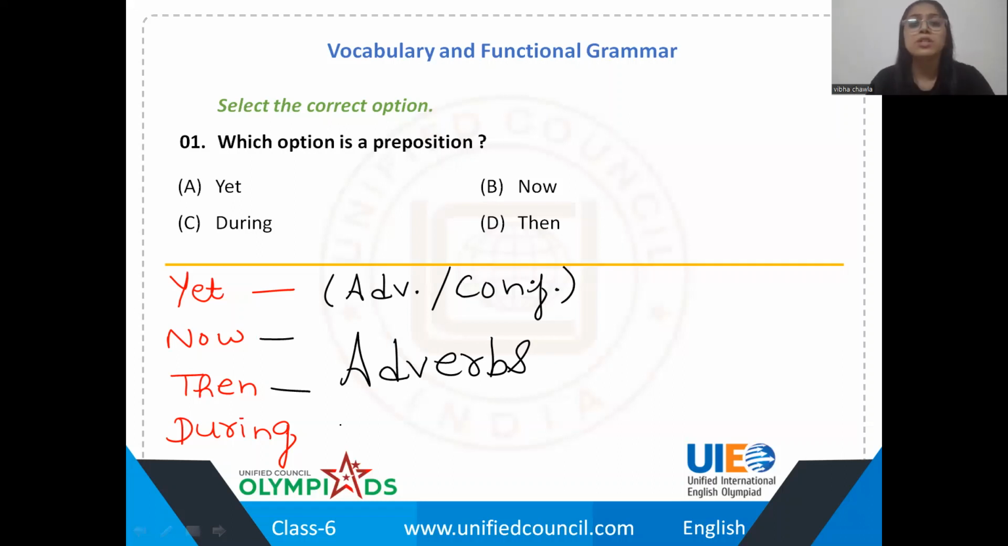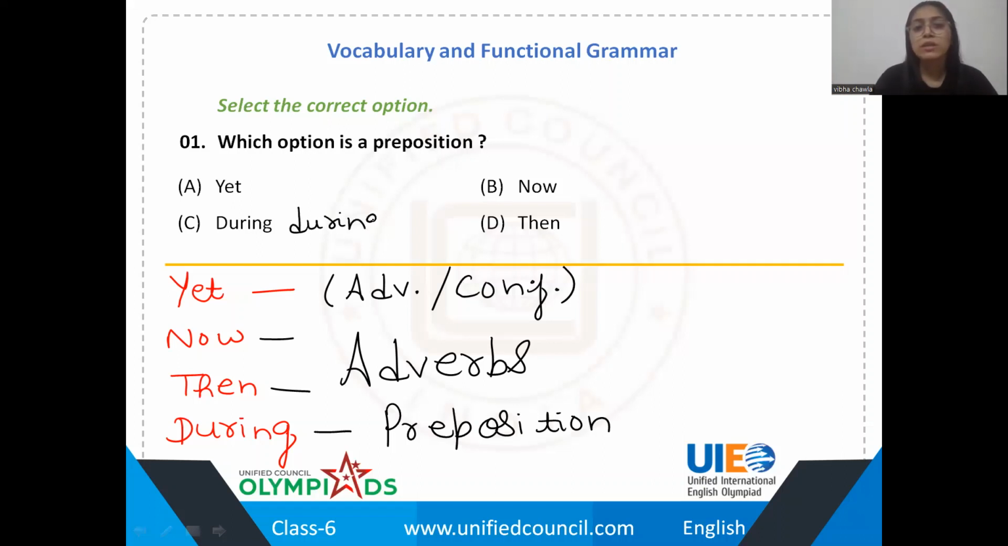But if I talk about this word, during, it is a preposition, and during means it shows a certain period of time. It indicates a period of time. For instance, we can say during the 1990s. So like that, the answer will be option C because this is the only option which is a preposition.